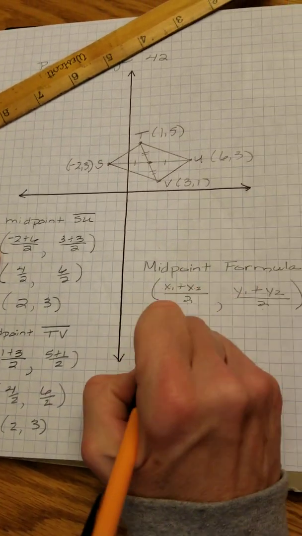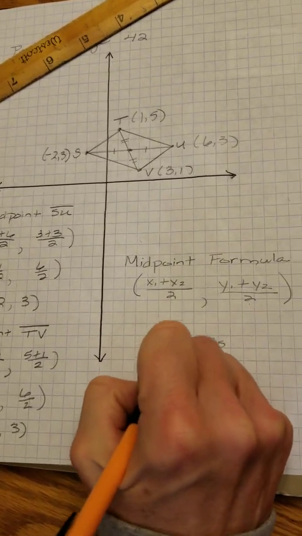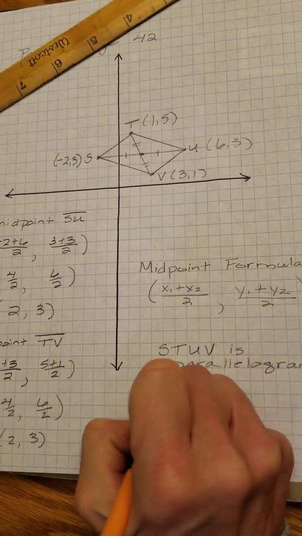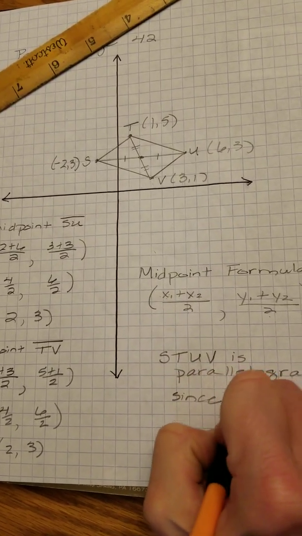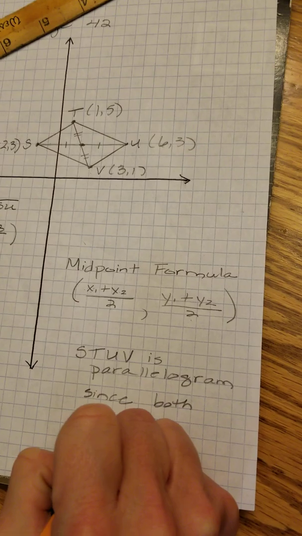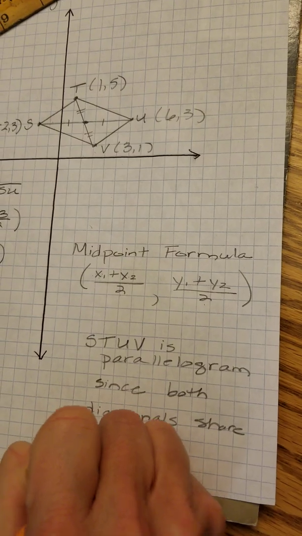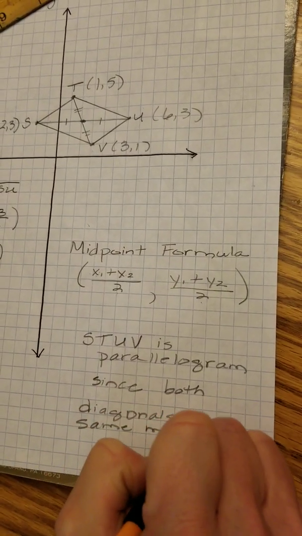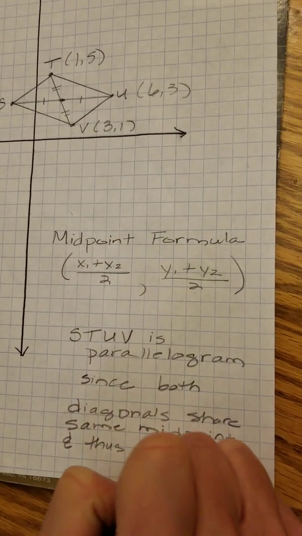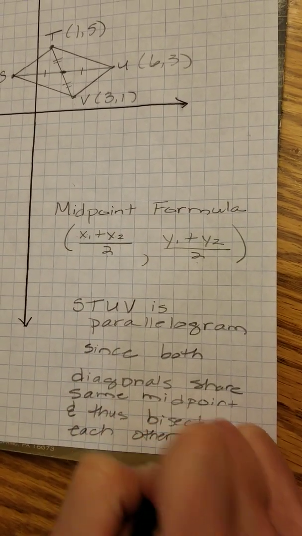I know that STUV is a parallelogram since both diagonals share the same midpoint and thus bisect each other. Logic and reasoning.